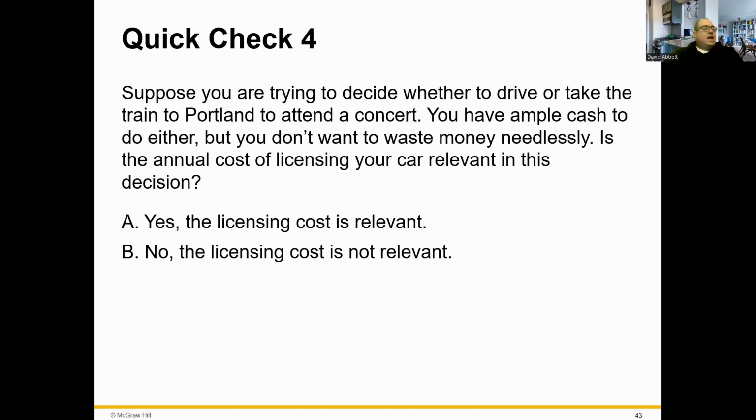Now let's look at another one. So again, you're looking at whether to drive or take the train to go to Portland, and you're trying to figure out, is the annual cost of licensing your car relevant to this decision? So the car registration, is that relevant to whether you do it? And it wouldn't be, because you've already paid that. You already have to pay the car registration whether or not you use your car to go on that trip, you still have to pay it. So it would not be relevant to this particular decision.